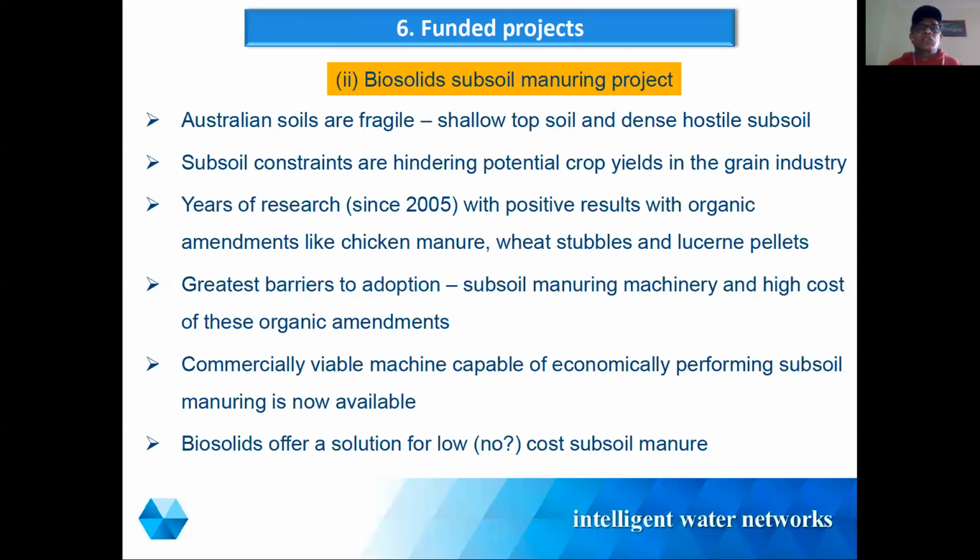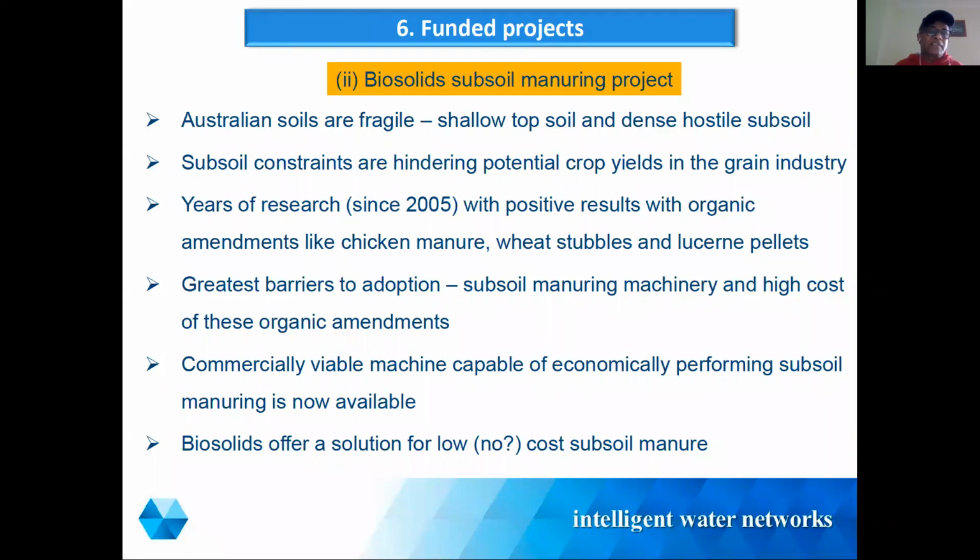There has been a lot of research done over the past 15 years to test various organic amendments, like chicken manure, wheat stubbles, and lucerne pellets, and they found some very interesting, positive results. Unfortunately, lucerne pellets are very expensive, and chicken manure is very expensive. Also, until recently, one of the problems they ran into was that subsoil machinery was very expensive and not available.